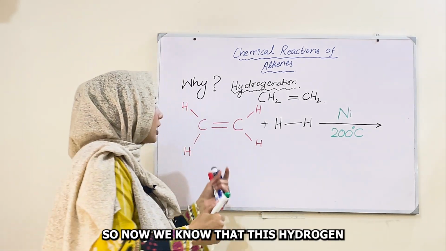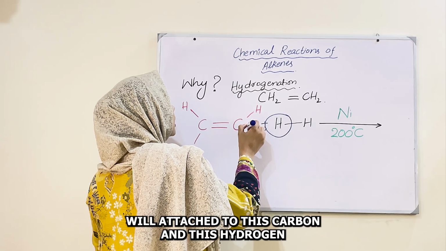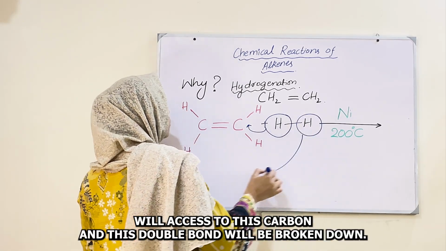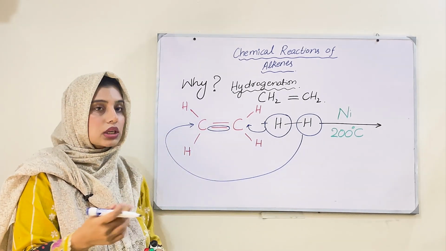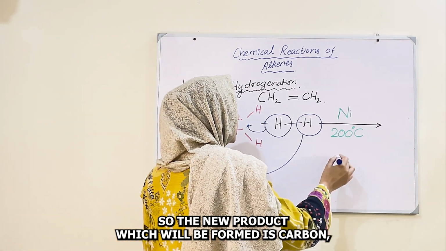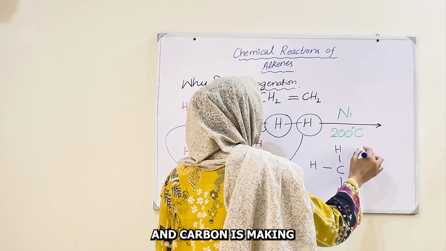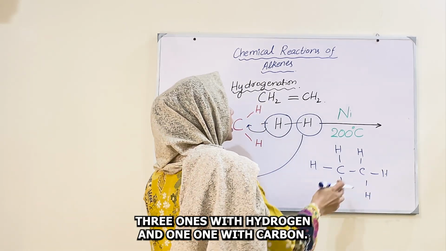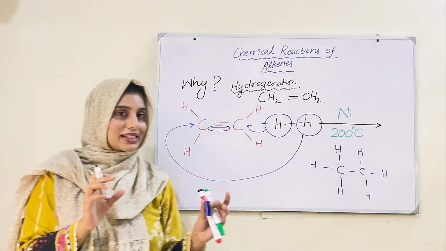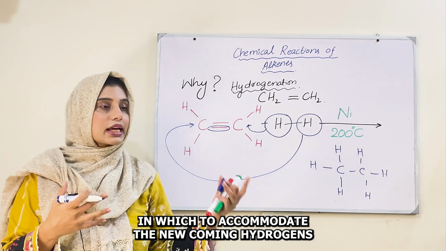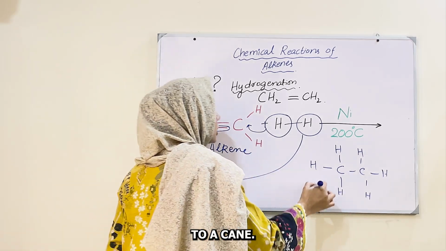Now we know that this hydrogen will attach to this carbon, and this hydrogen will attach to this carbon, and the double bond will be broken. The new product formed has carbon making three bonds with hydrogen and one bond with the other carbon, on both sides. So the double bond breaks, and both carbons get space in which they accommodate the incoming hydrogens, and the product changes from alkene to alkane.